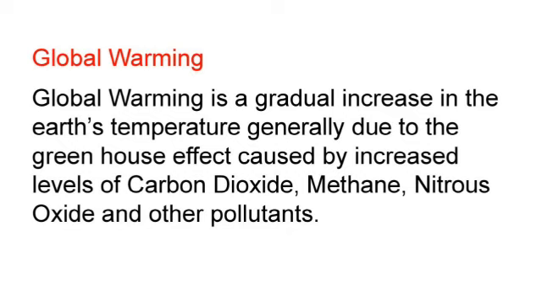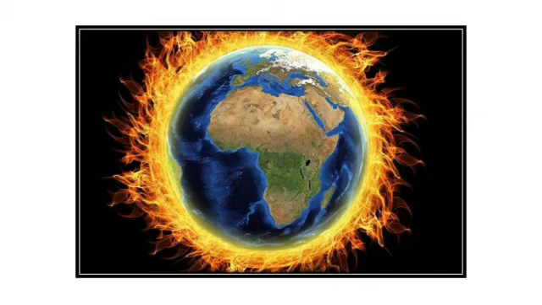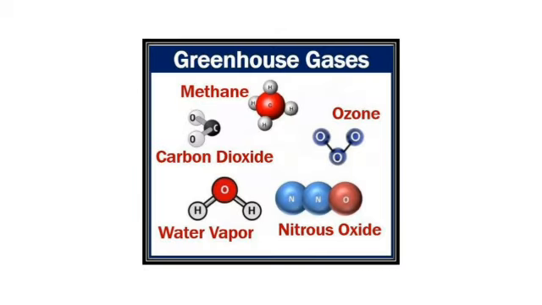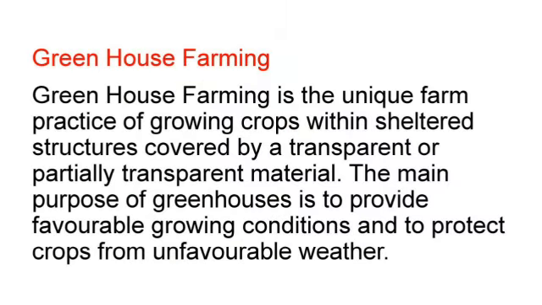Now the last topic of this session is global warming. The main topic of the chapter is global warming. So first we'll understand what global warming is. Global warming is a gradual increase in the Earth's temperature, generally due to the greenhouse effect caused by increased levels of carbon dioxide, methane, nitrous oxide, and other pollutants. So global warming is a gradual increase in the Earth's temperature, and that happens because of the greenhouse effect. And the greenhouse effect is in turn because of the greenhouse gases, that is increased levels of carbon dioxide, methane, nitrous oxide, and other pollutants.